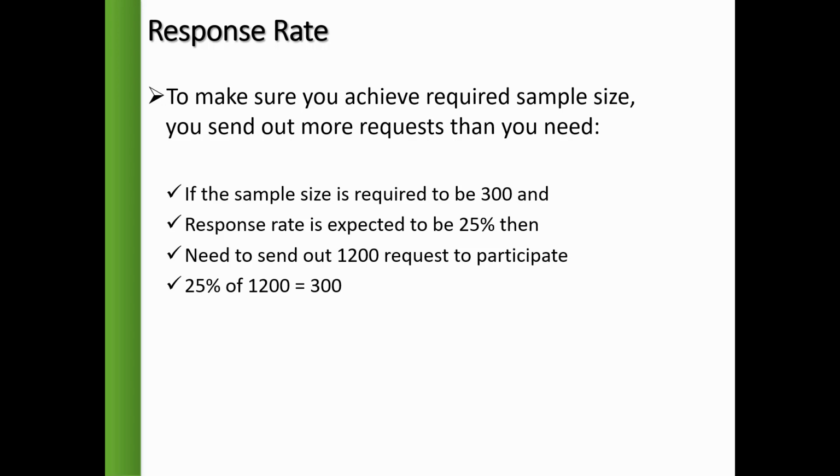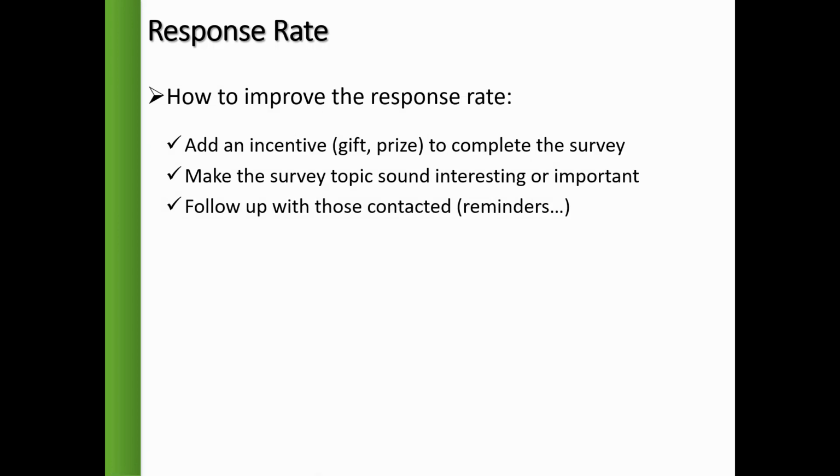To make sure you achieve the required sample size, you send out more requests than you need. If the sample size required is 300 and the response rate you expect is 25%, that means you have to send out 1,200 surveys. How to improve the survey response rate? Add an incentive, a gift, a prize, a contest. Make the survey topic sound interesting and important. Follow up with those contacted, with reminders. Send out a second email asking them to do the survey to make sure they did it.